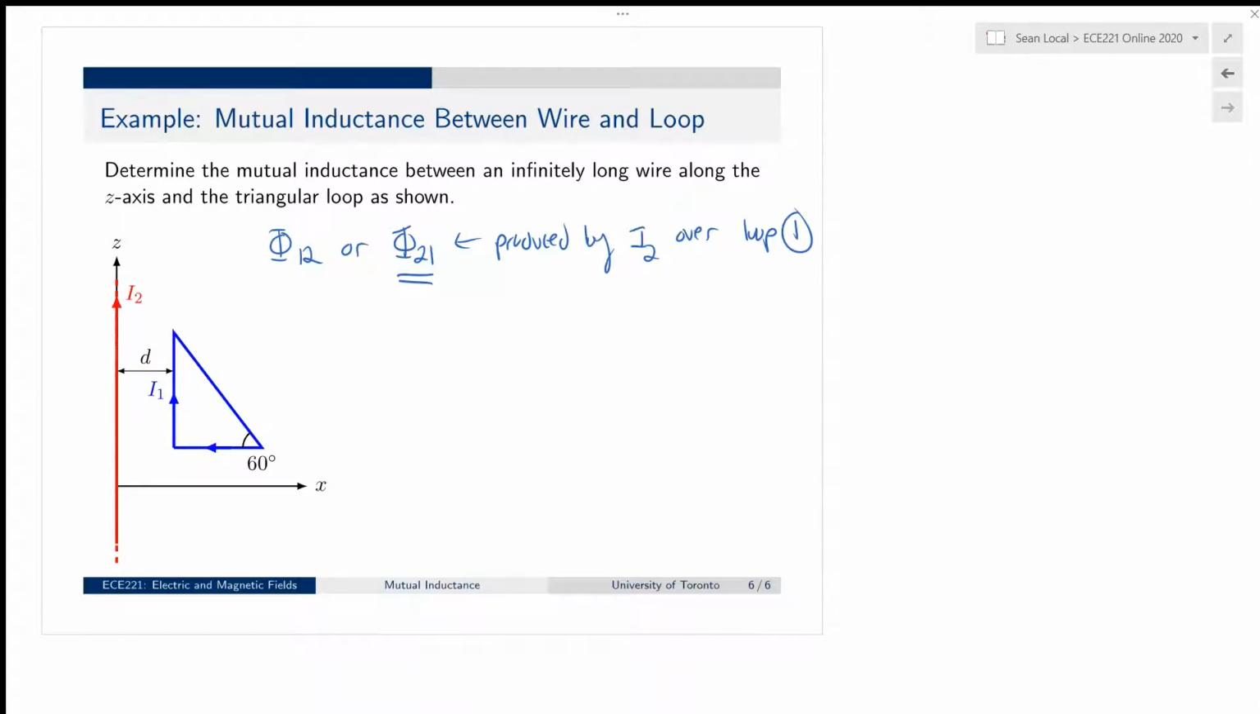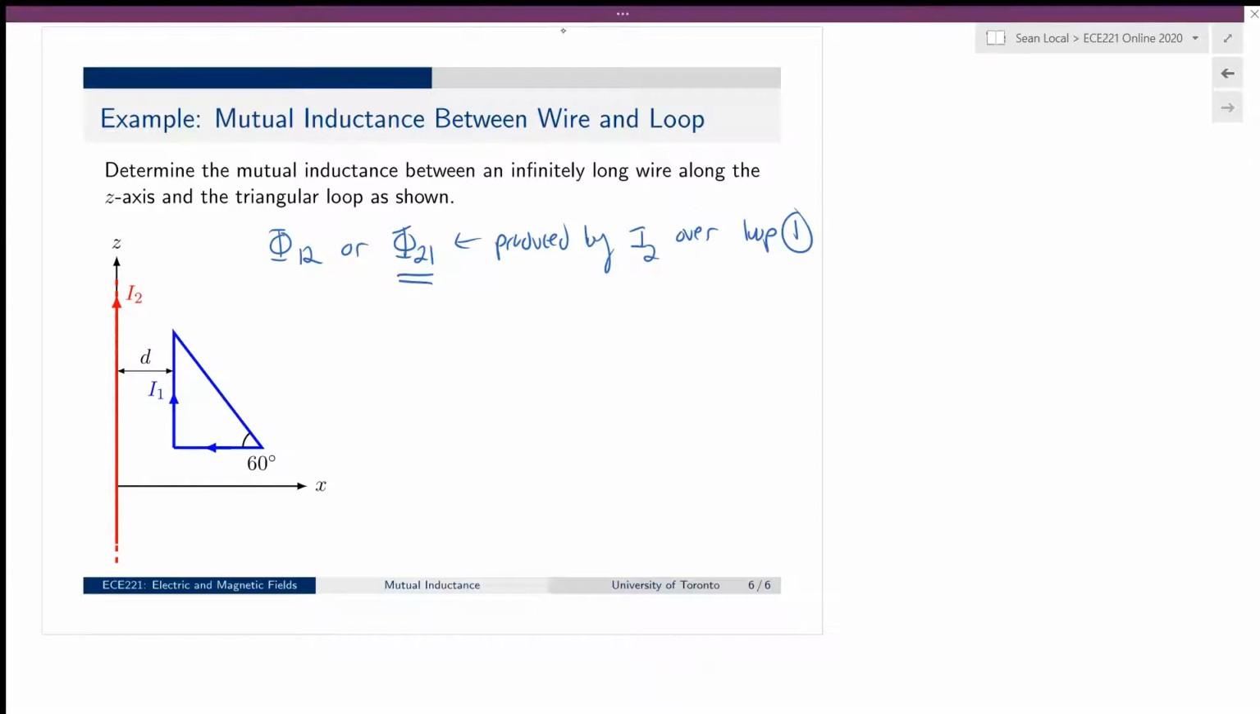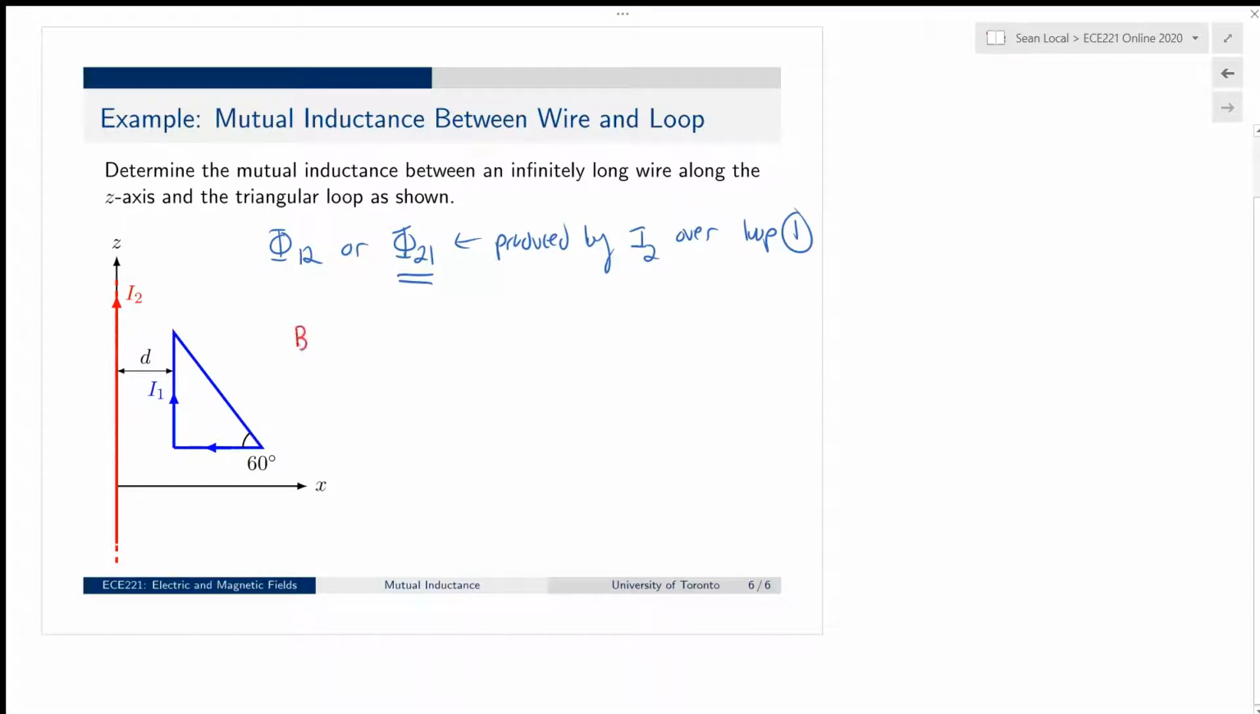To calculate the flux, we need to know the B field produced by I2, which we'll call B2. And B2 is actually fairly easy for us to work out because we have analyzed infinite line currents on the z-axis before using Ampere's law or the Biot-Savart law. So we can just write out the result here. If we're in free space, this would be mu naught times I2 over 2 pi r, where r is the radial distance from the line current. And this is technically in the phi direction.